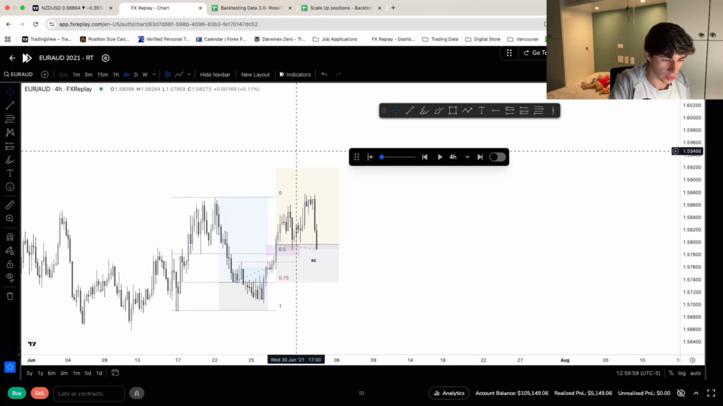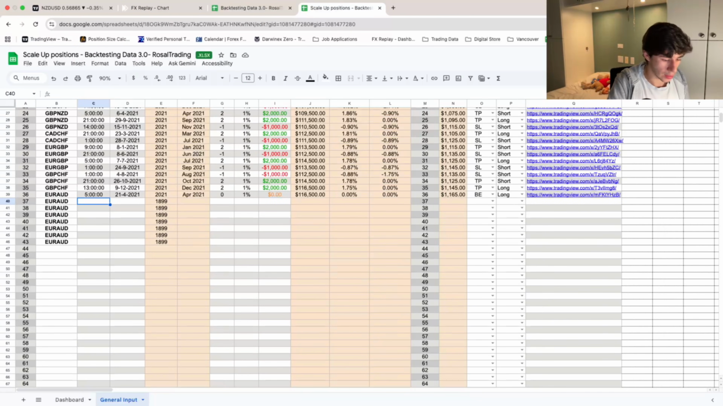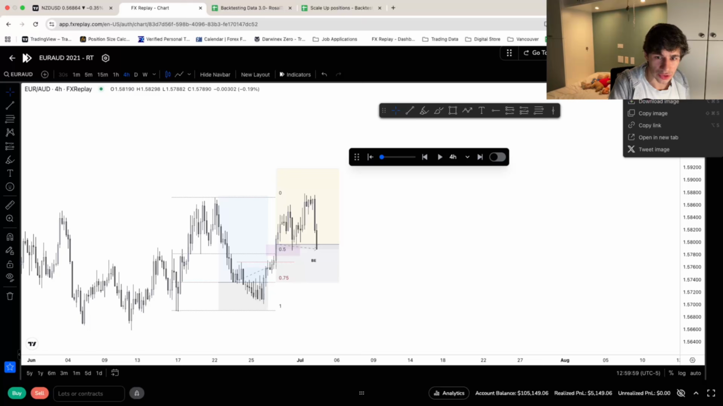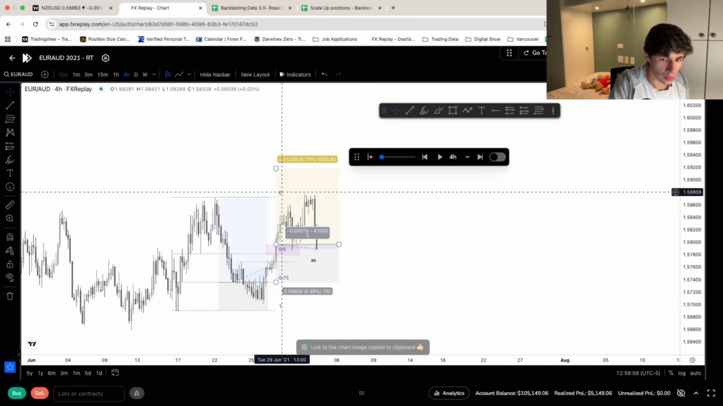Got tagged here actually, but the idea will be so June 30th, 2021, and this was a break even as well. So two break evens on our scale positions in this session. Oh, did I take a screenshot? I don't think so. Here you go.